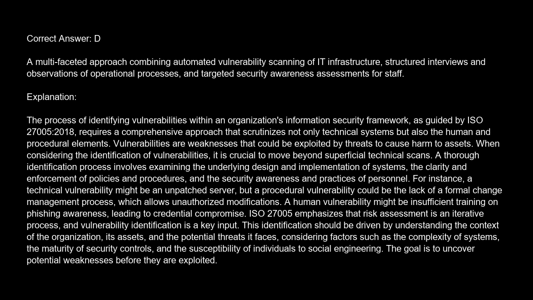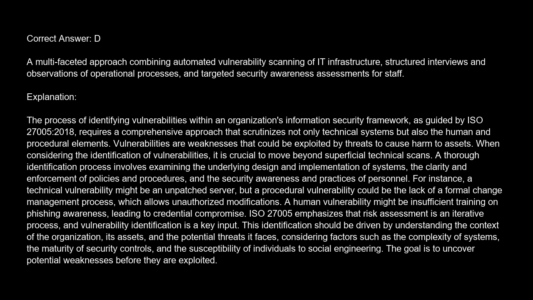Explanation. The process of identifying vulnerabilities within an organization's information security framework, as guided by ISO 27005-2018, requires a comprehensive approach that scrutinizes not only technical systems, but also the human and procedural elements. Vulnerabilities are weaknesses that could be exploited by threats to cause harm to assets. When considering the identification of vulnerabilities, it is crucial to move beyond superficial technical scans. A thorough identification process involves examining the underlying design and implementation of systems, the clarity and enforcement of policies and procedures, and the security awareness and practices of personnel.